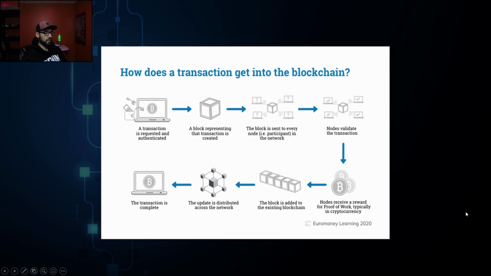And yeah, so here's an example of how that would work. A transaction is requested and authenticated. So I'd be sending my dad 1 Bitcoin. A block representing that transaction is created, and the block is sent to every node or participant, for example, in the network.